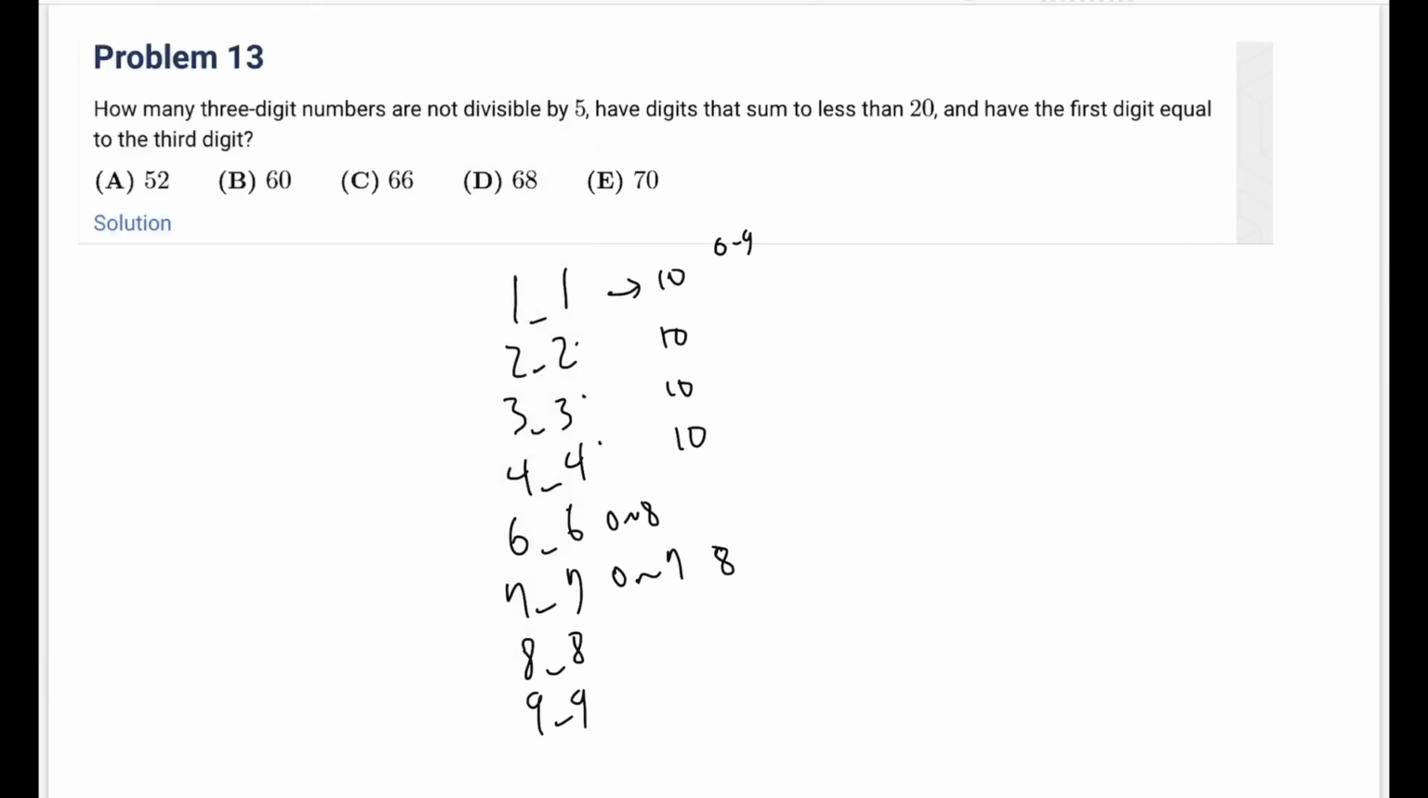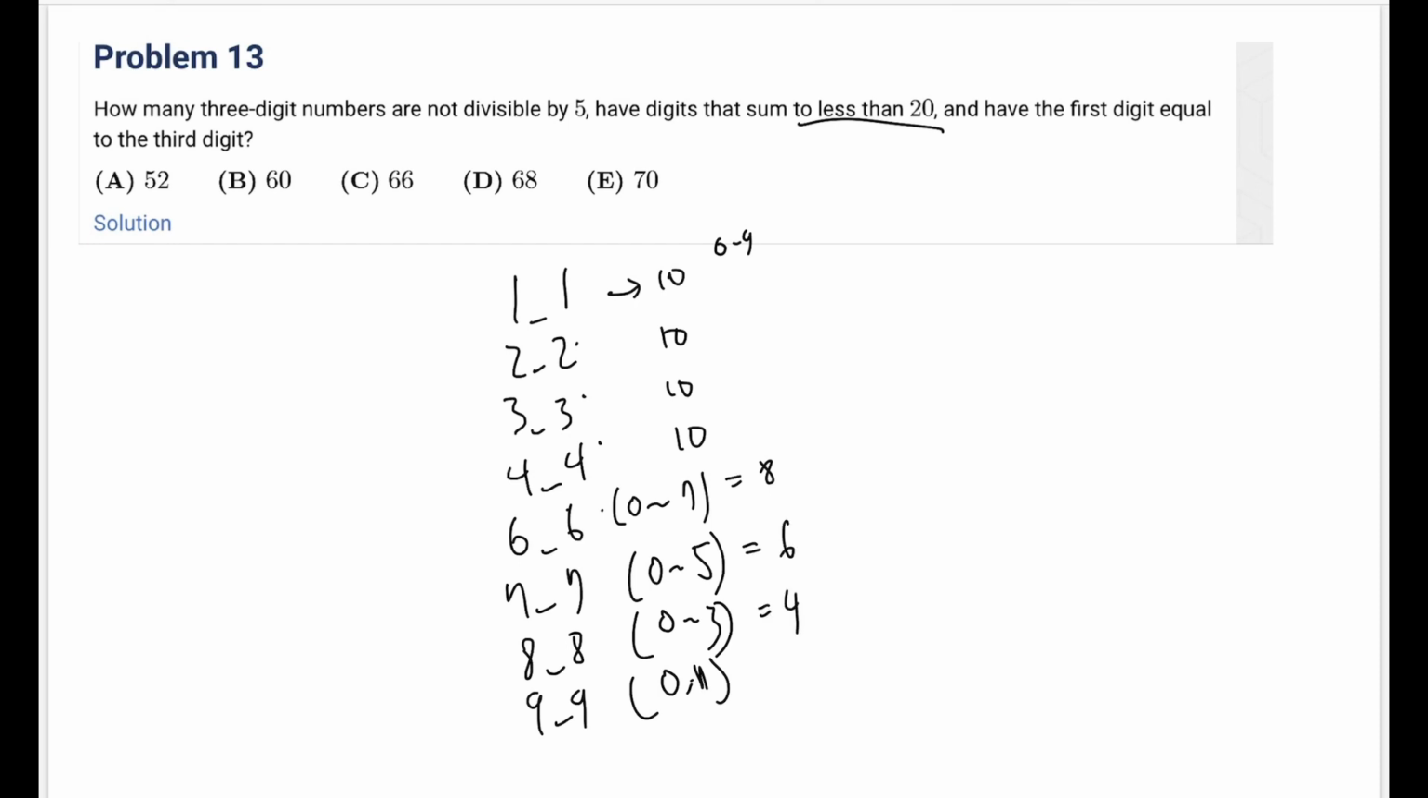No, actually, this is 0 to 7 because it has to be less than 20, not less than or equal to 20. So this value would be 0 to 7, this would be 0 to 5, this would be 0 to 3, this would be 0 to 1. And so this will become 8, and then 6, and then 4, and then 2.